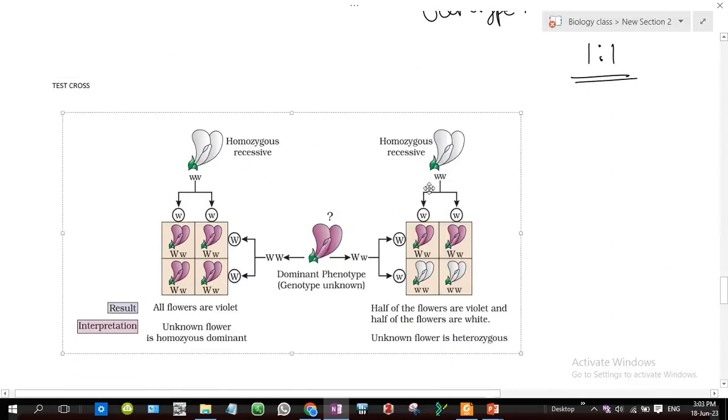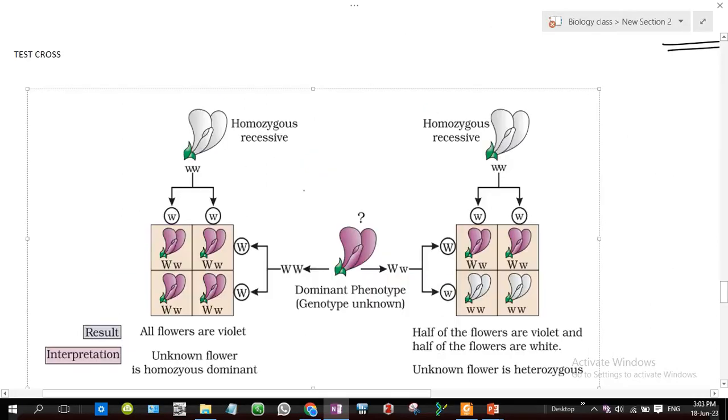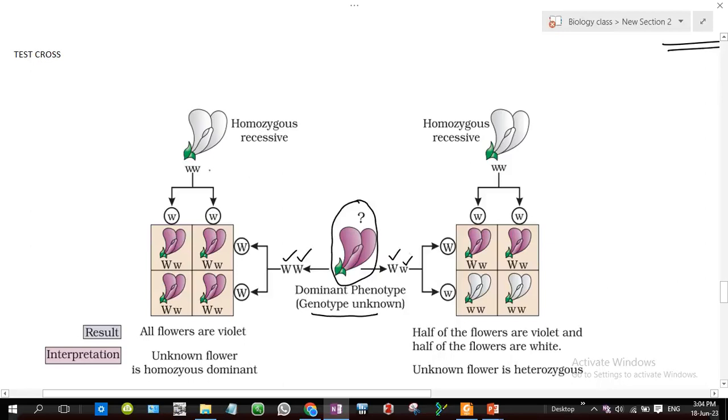This is how the test cross is done, and it has been given in the NCERT book. The concept here is that Mendel wanted to know the genotype of this violet flower. There are two probabilities: both can be capital W, or it can be capital W and small w. He crossed that with the true breeding recessive parent, homozygous recessive.